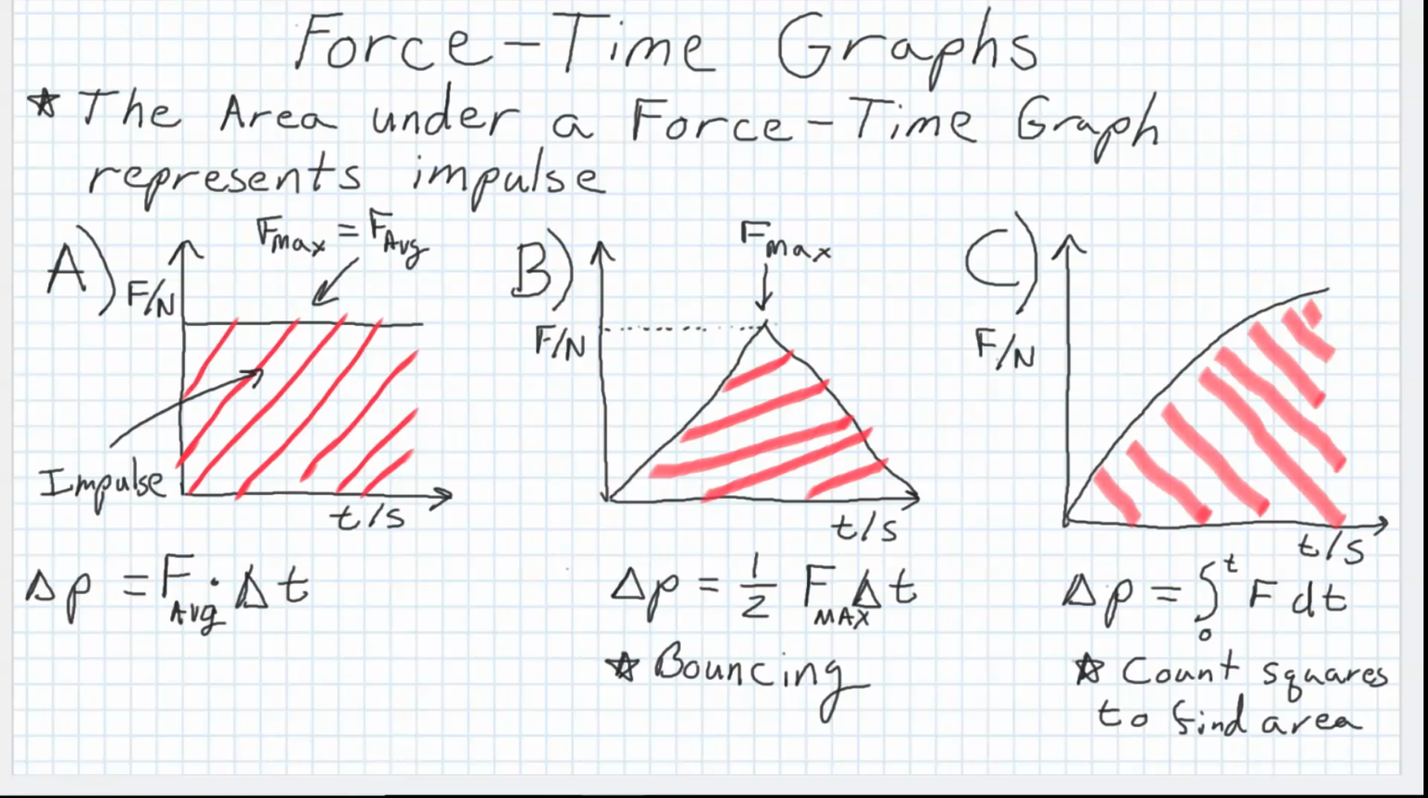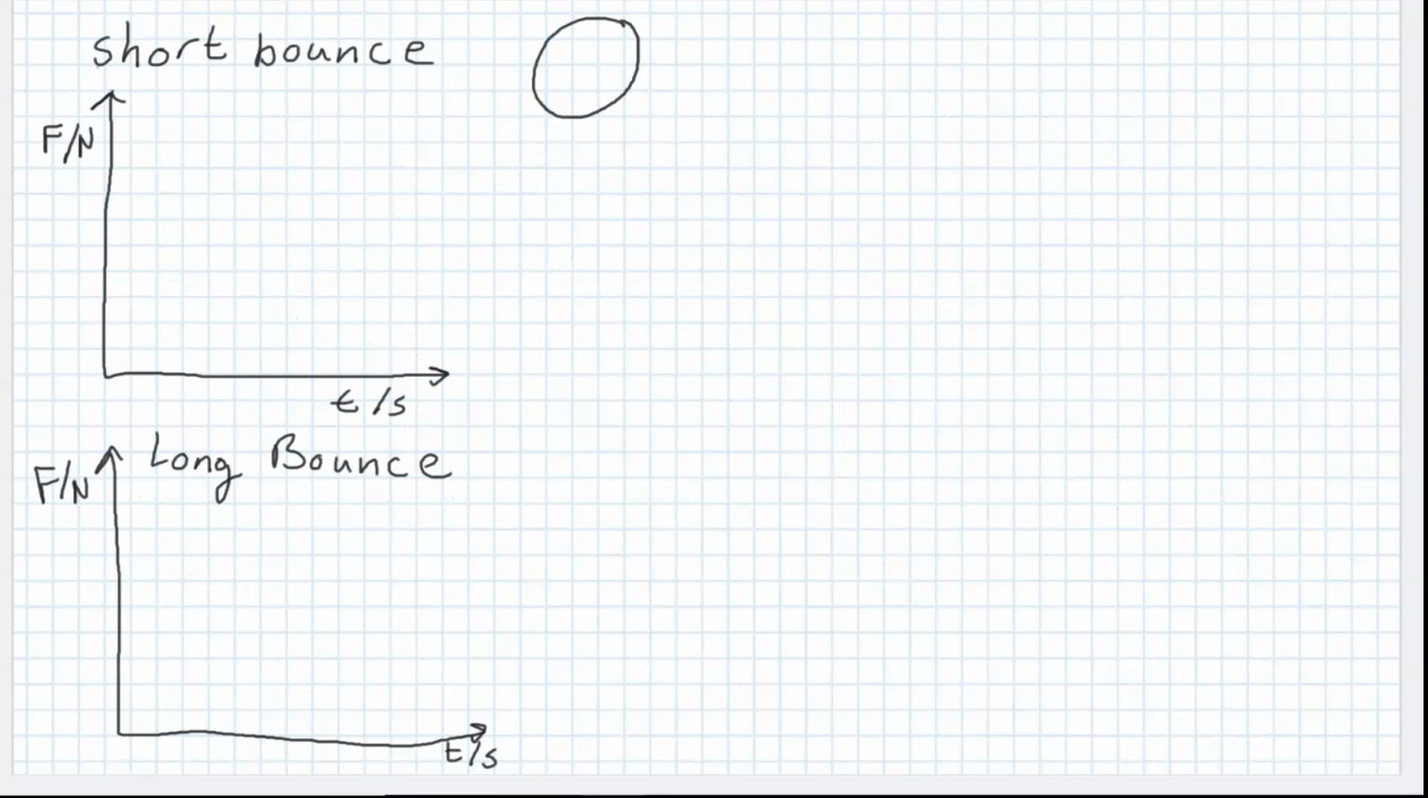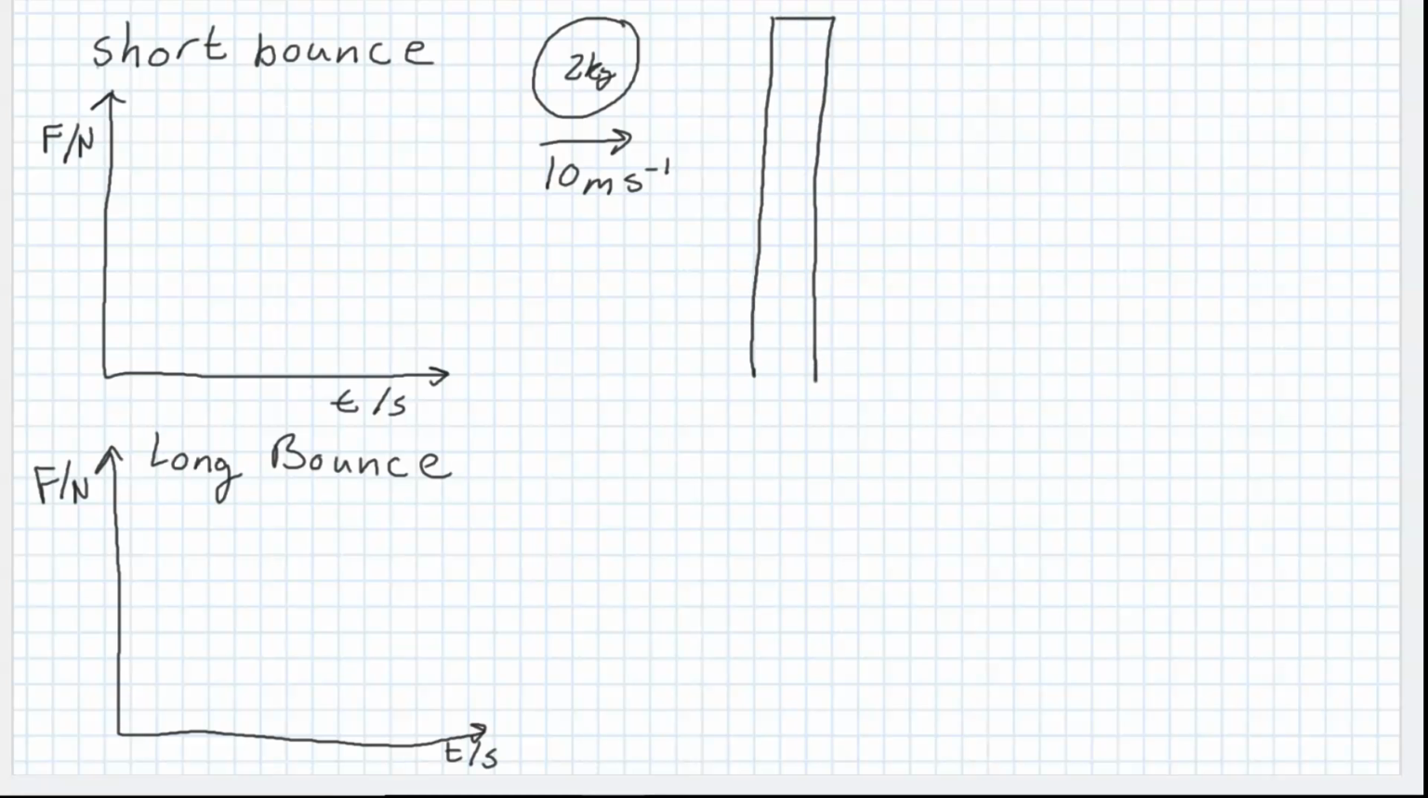All right, let's look at some examples. So let's do a situation where we have a ball, and this ball is going to bounce two different ways. It's going to have a short bounce or a long bounce. So I have a 2 kilogram ball moving at 10 meters per second that is going to bounce off this wall, and after bouncing off the wall, it'll still have the same mass of 2 kilograms, but now it'll have a velocity to the left of 10 meters per second.